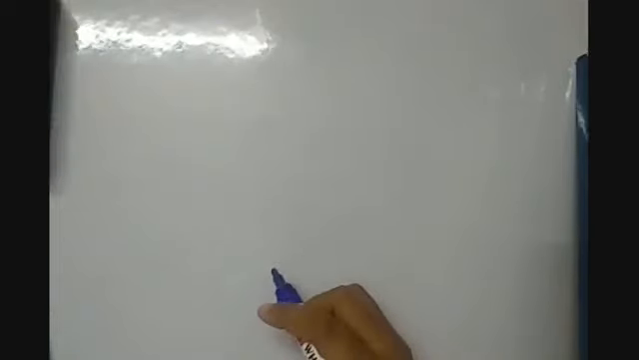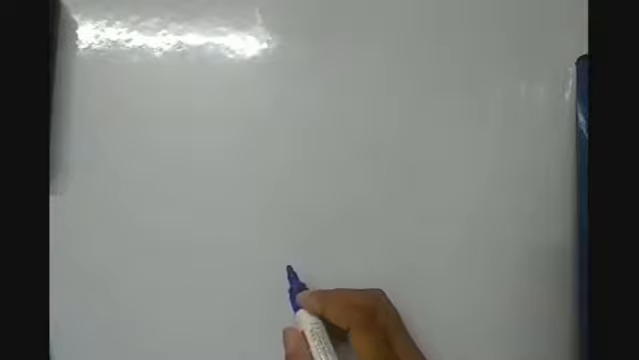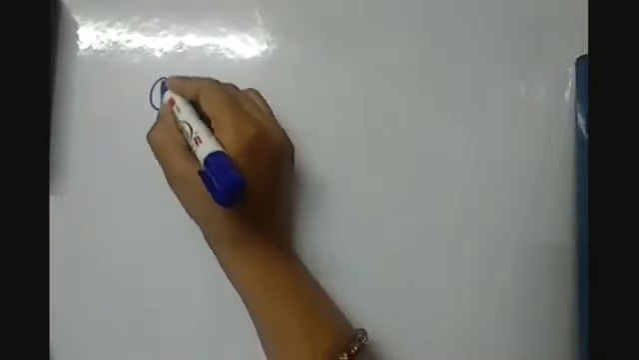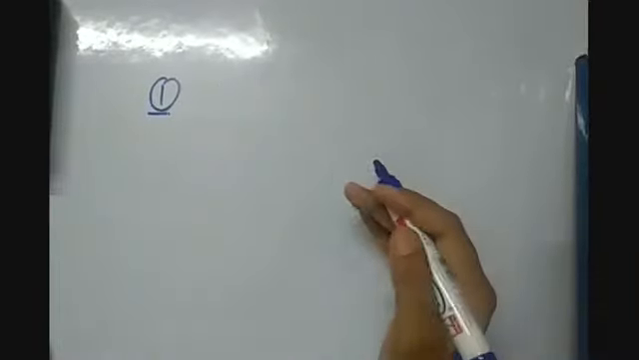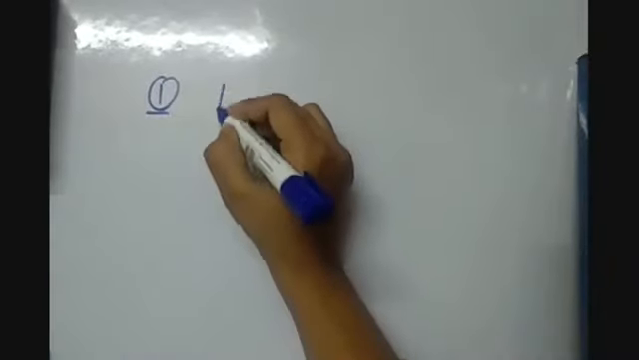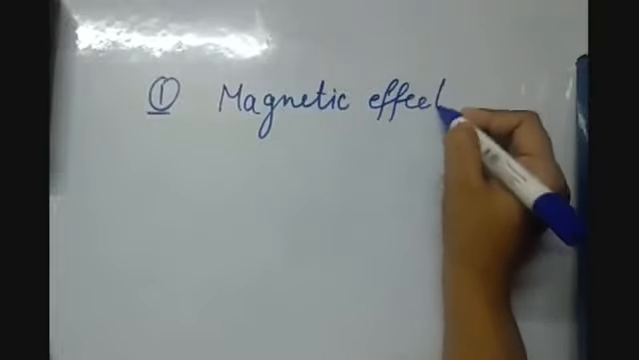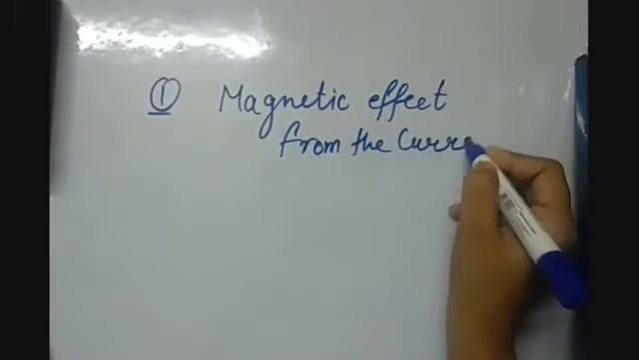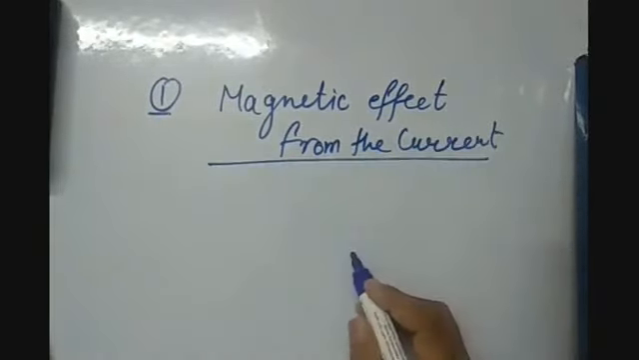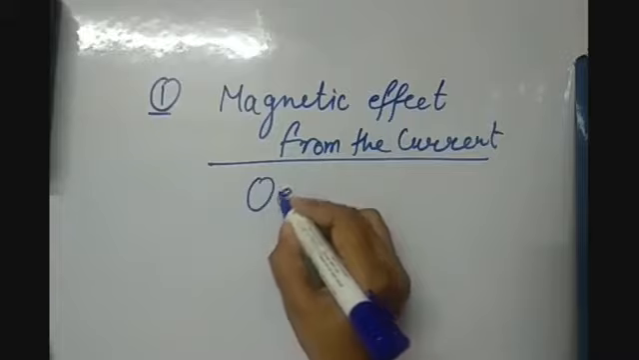So dear students, I assume that you know about the magnets and magnetic field lines. Although we'll study it in a smaller detail, the first topic of our chapter is how magnetic effect can be produced with the help of current. So we have to see magnetic effect from the current, and this was invented by the scientist Oersted.